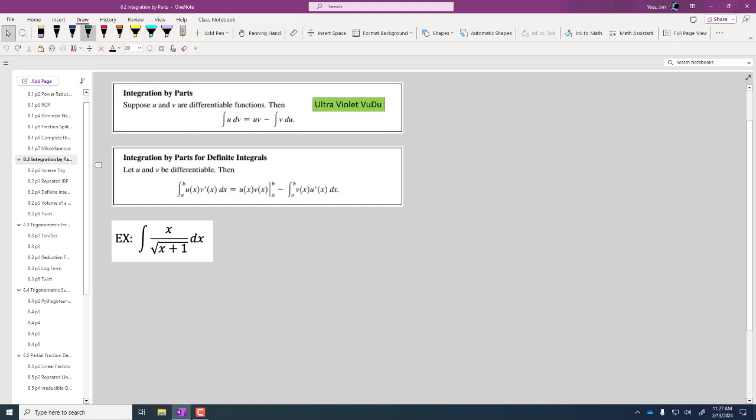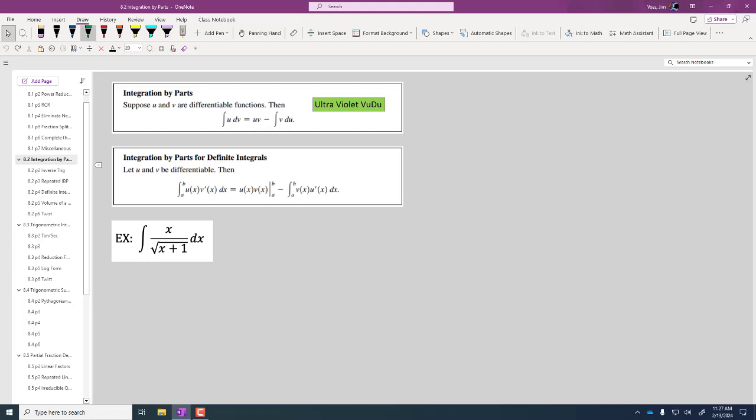And when you see this, I'm referring to that as a product too, right? Division is the same as multiplication. If you have 2 over 3, it's 2 times 1/3. So that's a product. All right, so we can think of this as x times 1 over the square root of x plus 1. All right, so here is how integration by parts works.